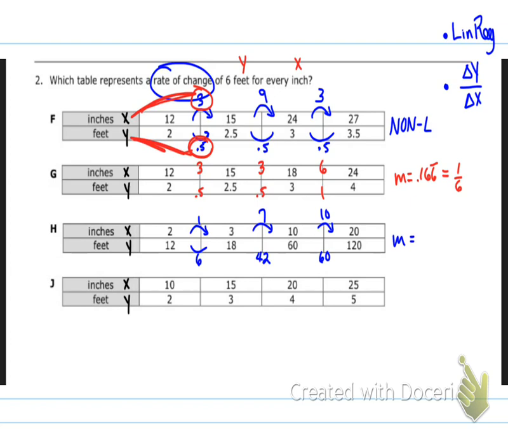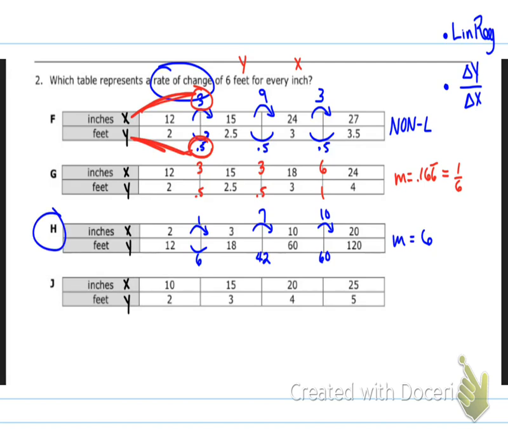Notice change in y over change in x. Now, when I go divide, what's 6 divided by 1? 6. Now, you should check all of them. So what's 42 divided by 7? 6. And then what's 60 divided by 10? Again, it is 6. So this one actually already has the slope that I want, the rate of change that I'm looking for. So my answer is going to be H.